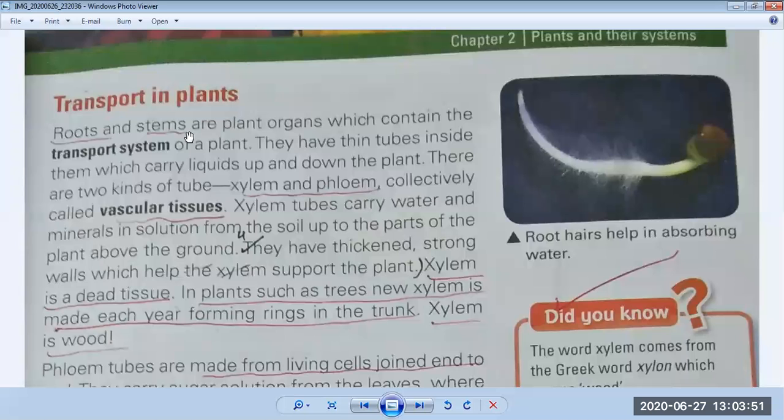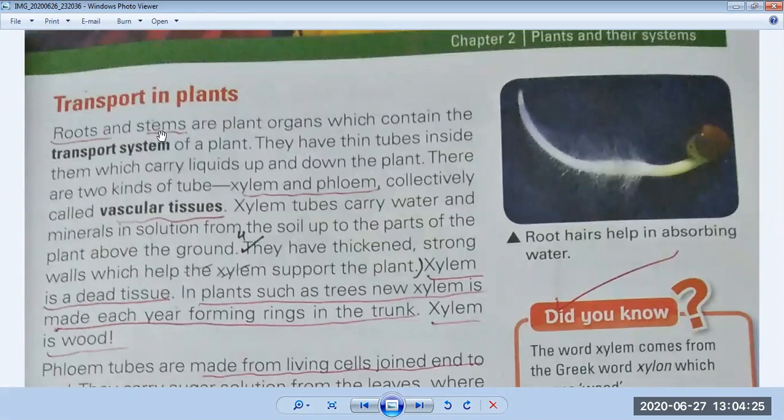Roots and stems are plant organs which contain the transport system of a plant. They all consist of thin tubes inside them which carry liquids up and down the plant. In previous pages, we have discussed the minerals and water which we get from the soil. These are transported in the body of a plant through these organs. Minerals are absorbed by the roots and they are taken up by stems.